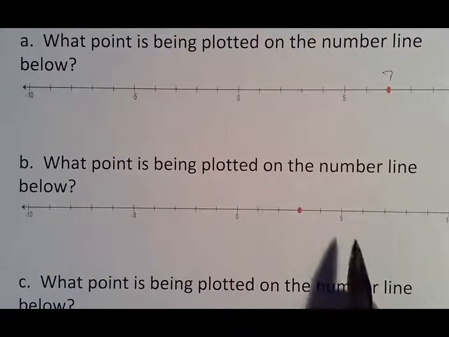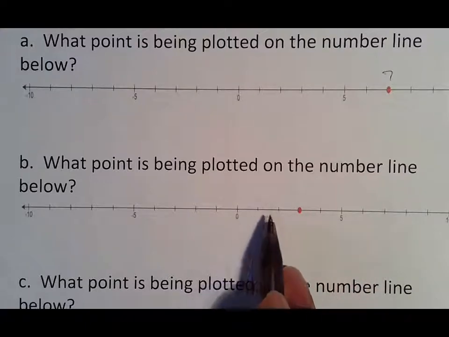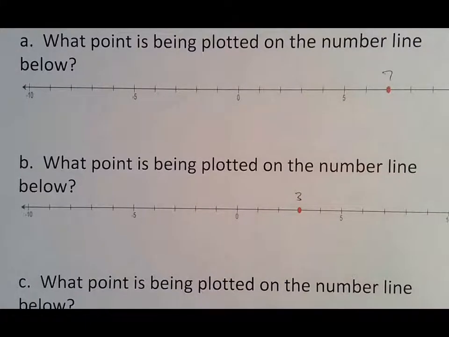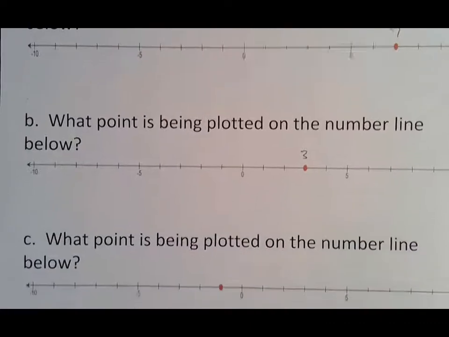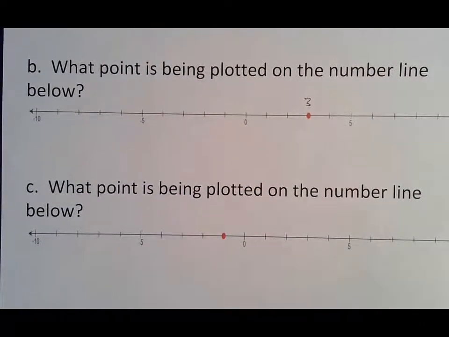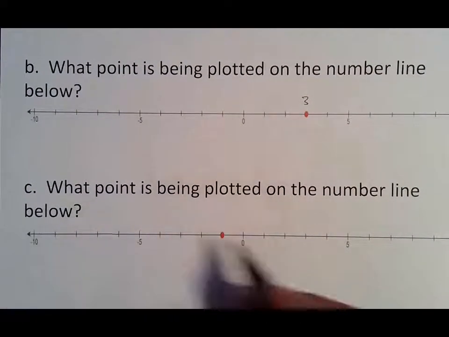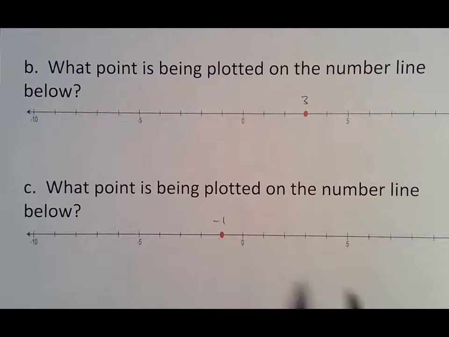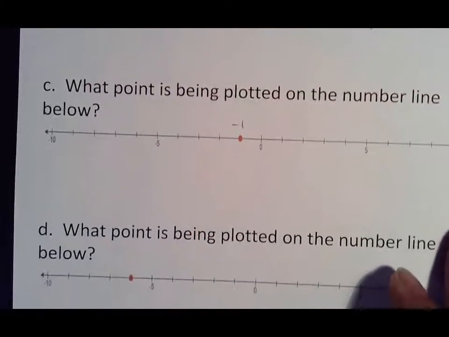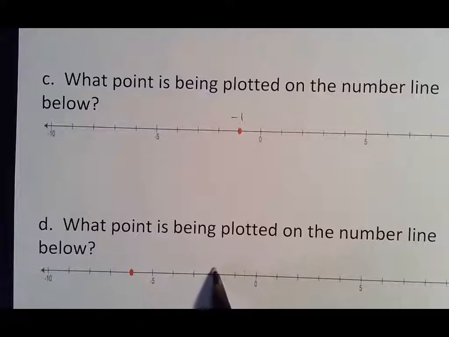Here you can either go 5, 4, 3, or 0, 1, 2, 3, but either way that number is 3. Make sure you understand that. Again, if you don't, let me know. From here it goes -1 on, so it goes -1 here. And this is -1, 2, 3, 4, 5, 6. However you have to do that, just make sure you know how to identify those numbers.